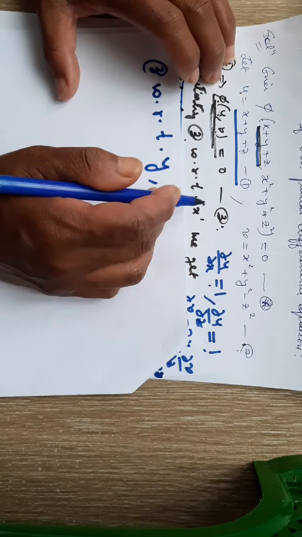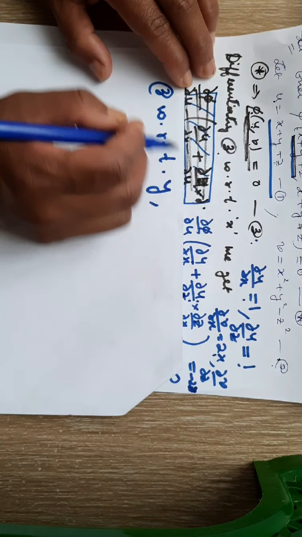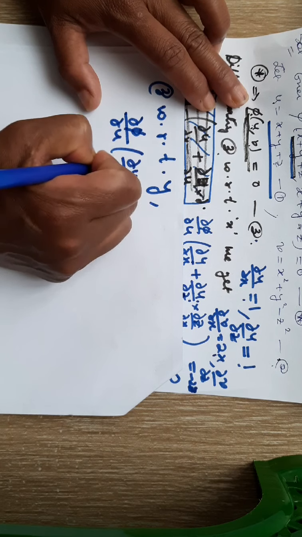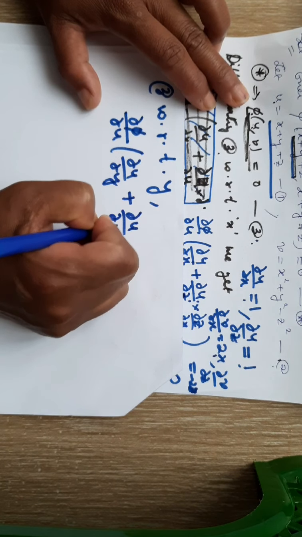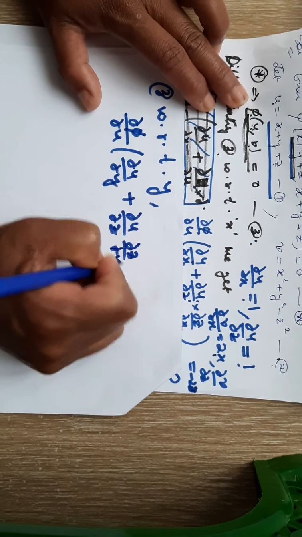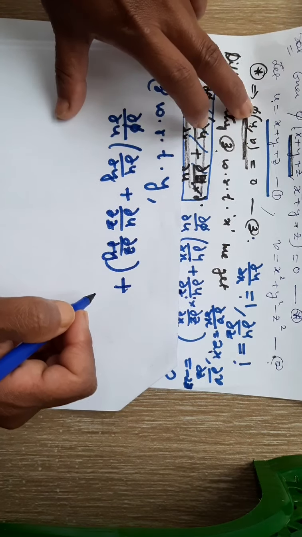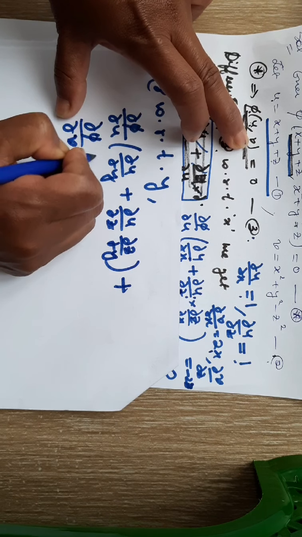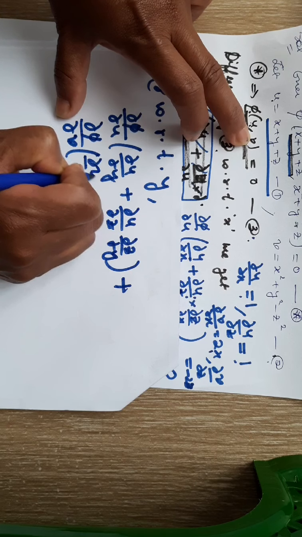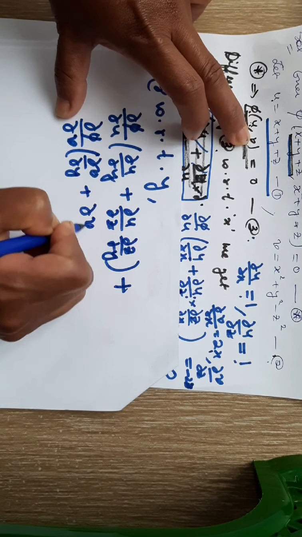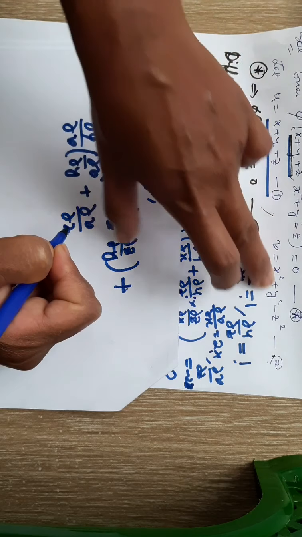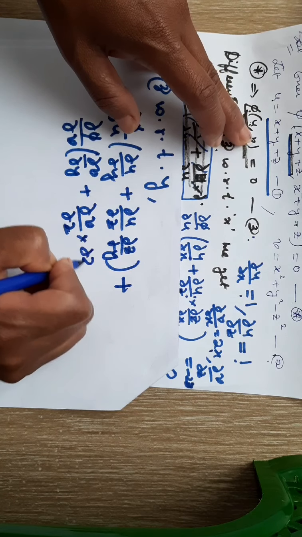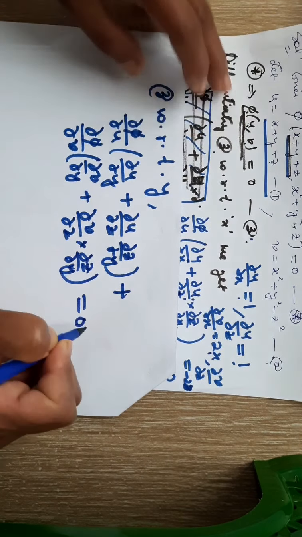Just like in the first case, while differentiating with respect to y, you'll get ∂φ/∂u into (∂u/∂y plus ∂u/∂z into ∂z/∂y) plus, differentiating this φ with respect to v first, it will be ∂φ/∂v into (∂v/∂y plus ∂v/∂z, as v is a function of z, and z is a function of x and y, so it will be ∂z/∂y). This is equal to 0.